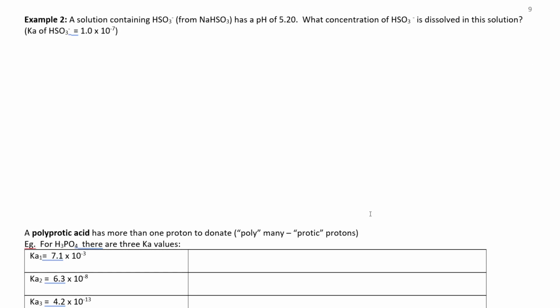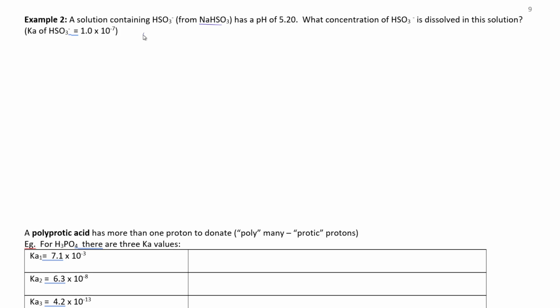Moving on. A solution containing HSO3 from an NaHSO3 solution has a pH of 5.20. What concentration of HSO3 is dissolved in this solution? Okay, so what we're going to do is, first thing I'm going to see is that this HSO3 or bisulfite is coming from a sodium bisulfite solution.